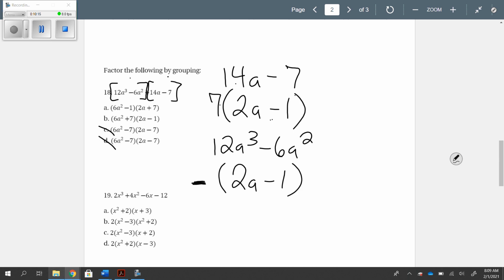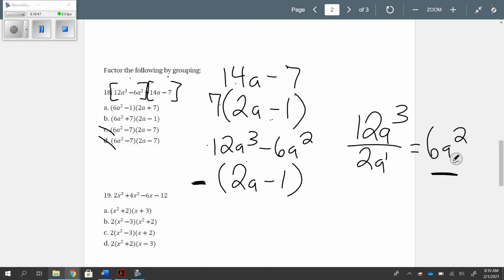So this is where I said you can work backwards. If you know what it's supposed to be inside, then you can write it down there, okay? Now from here, we just need to see how do we get from 12a cubed to 2a, okay? And this is where we just divide 12a cubed divided by 2a. All right, what is that? 12 divided by 2 is 6. a cubed divided by a to the 1 is a squared.